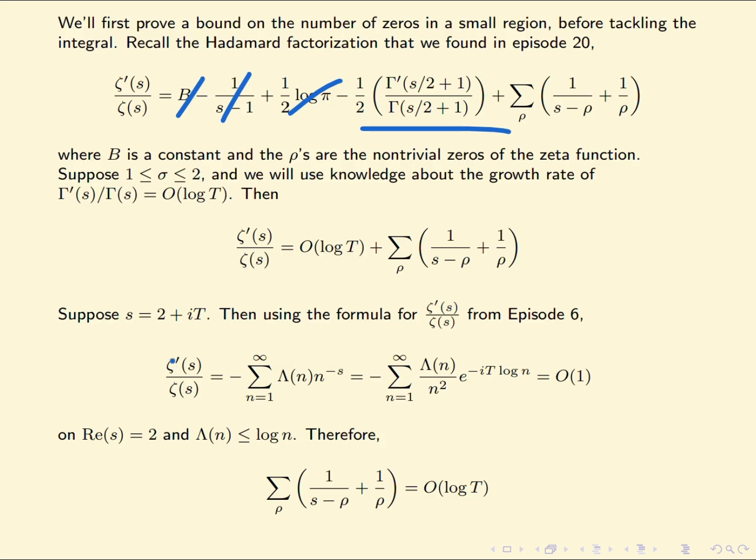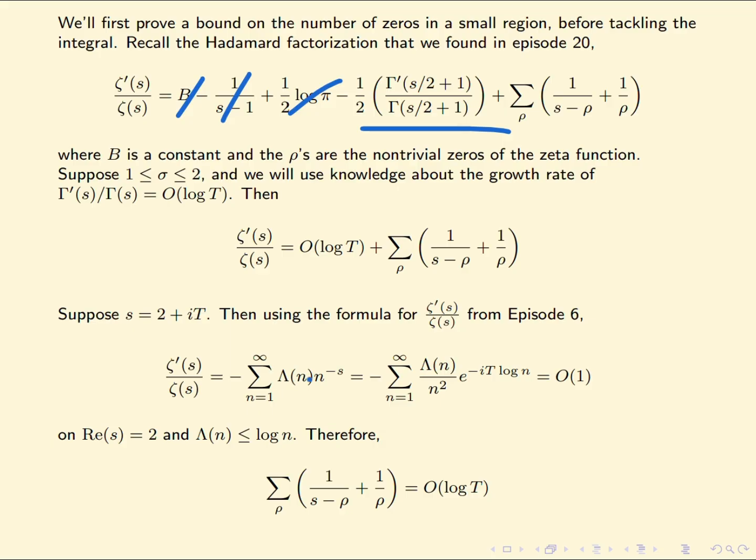And for illustration, zeta prime of s over zeta of s is equal to negative the sum of this thing, which is the von Mangoldt function. I'm not going to redefine it here, but the main thing you need to know is that it's always 0 or positive, and when it is positive, it is less than or equal to the log of n. So maybe here I should have stated it's positive as well.